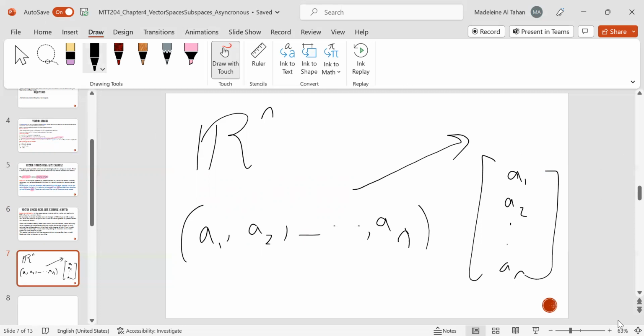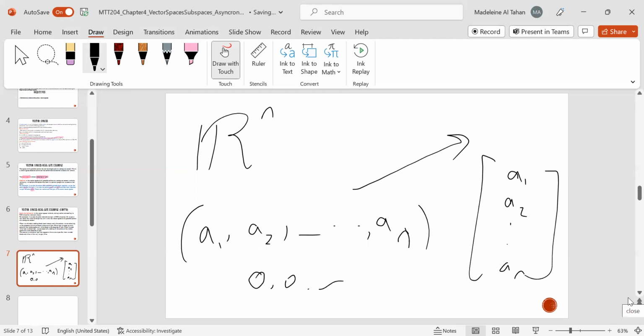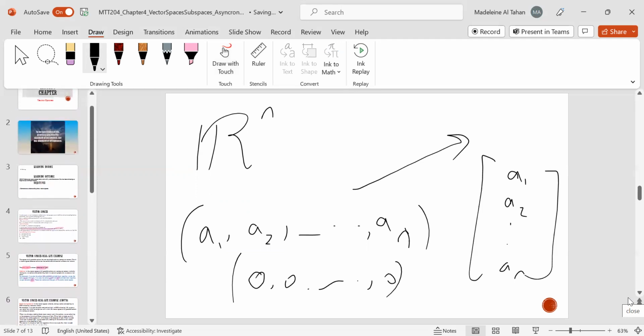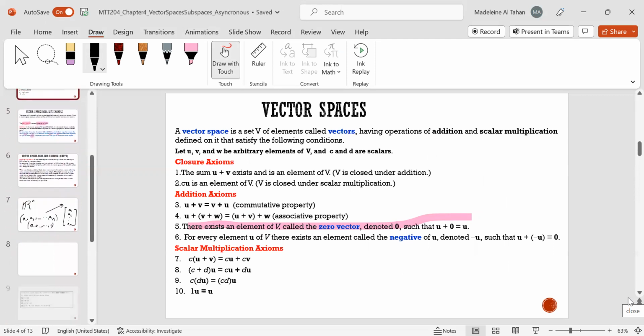We will multiply each of these entries by the scalar. What's the zero vector in Rn? All the entries are zeros. So let's pause the video a little bit and go to the conditions of a vector space and check if Rn satisfies these conditions.